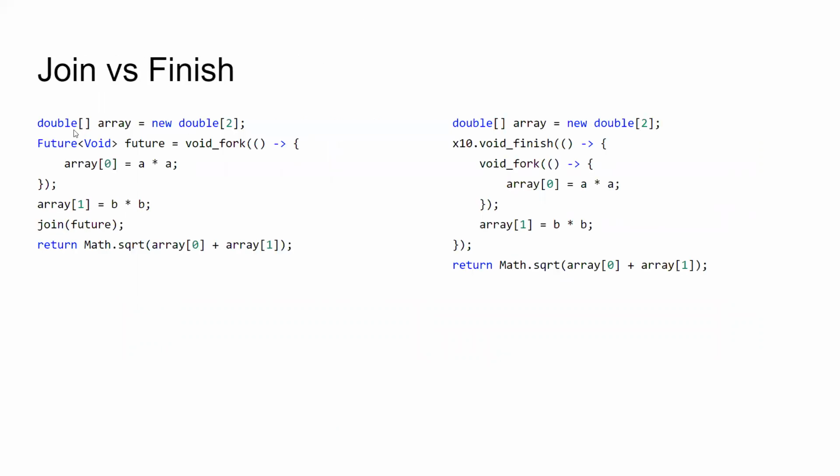And so really quickly, let's go over an example here. I have the classic hypotenuse. I've torqued it a little bit to work like X10, where we're going to mutate this array outside. No big deal. I have this void fork that's going to compute a squared in parallel with computing b squared. I join it up in our fork join style, and then square root the two array slots.